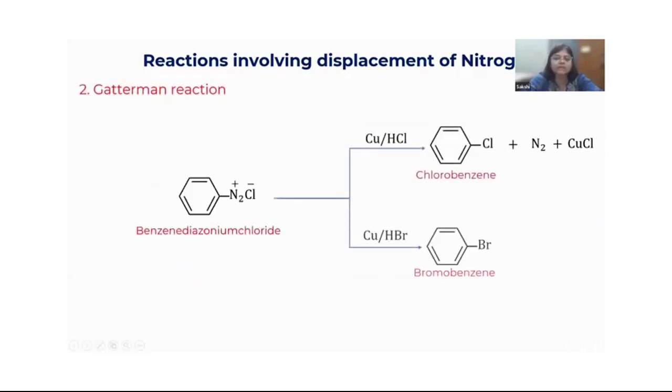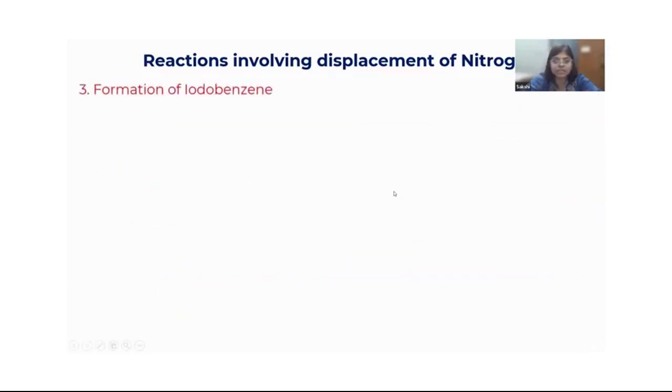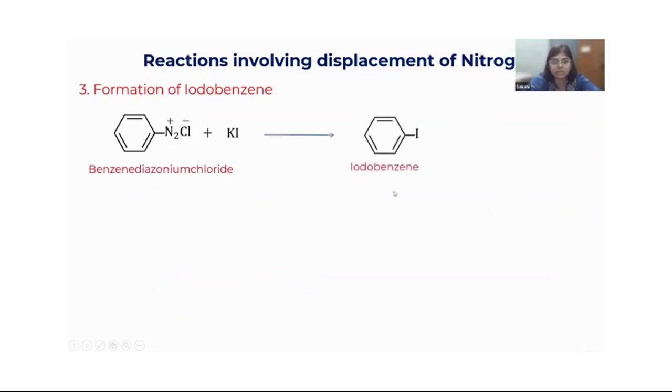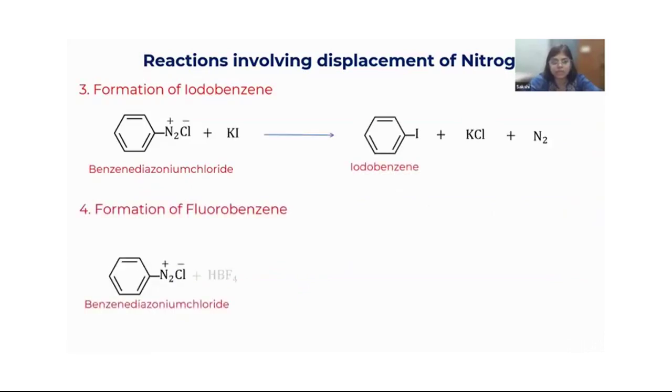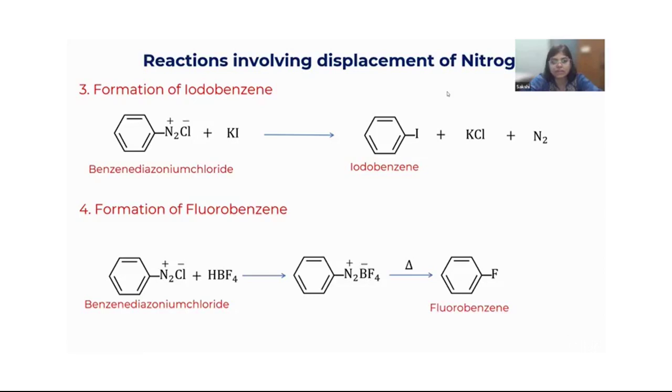Okay, now another is if you add copper in the presence of HCl, you get chlorobenzene. Copper in the presence of HBr, we get bromobenzene, nitrogen, and CuCl salt, nitrogen gas, right? Okay, now other reactions. So you can see here reactions involving the displacement of nitrogen.